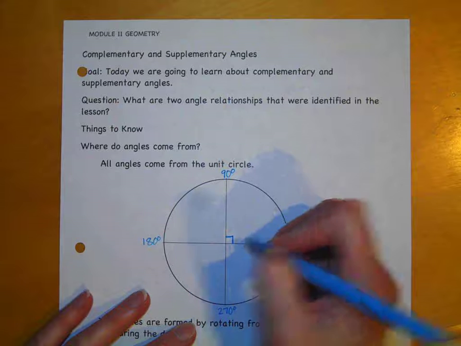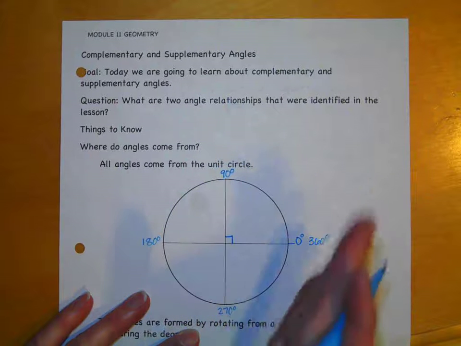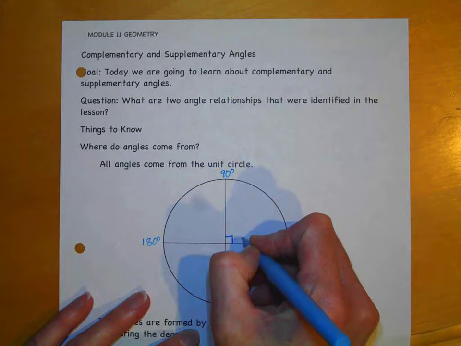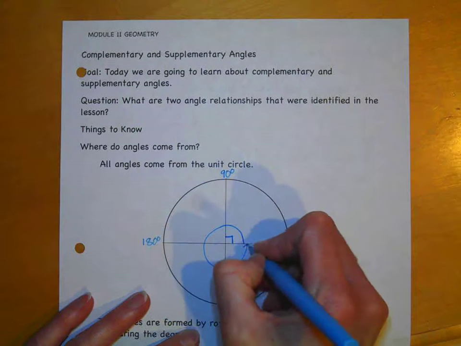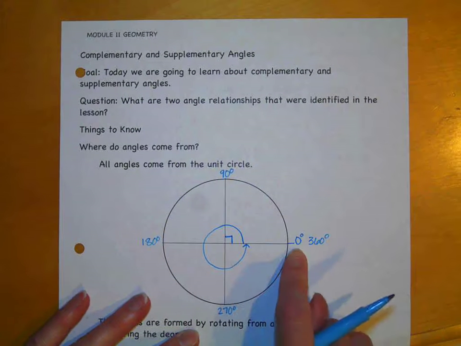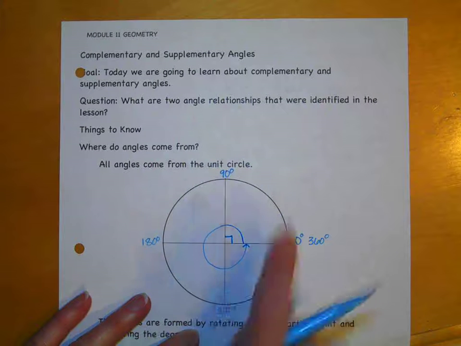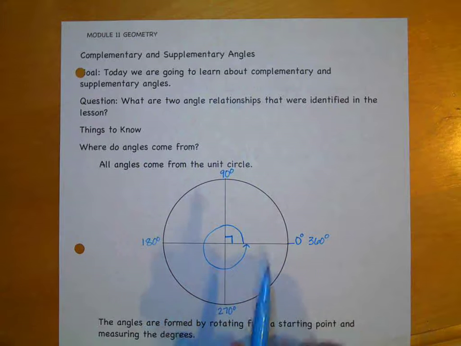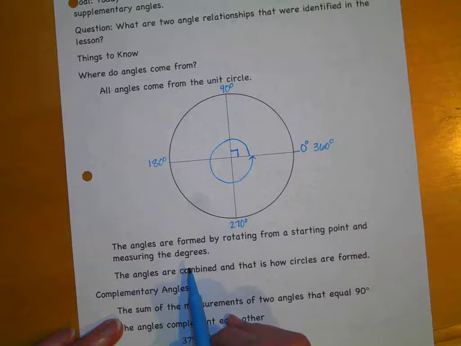So angles are where we have two sides that intersect at a point and they create a size in degrees, and that all stems from the unit circle. This is what looks like the unit circle, remembering that it starts at 0, and then every time you move a certain number of degrees, it goes around in that circular motion, and that's what the unit circle is. Okay, so angles are formed by rotating from the starting point and measuring in degrees.